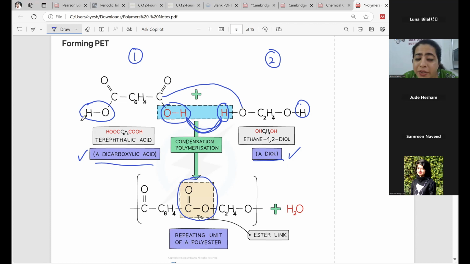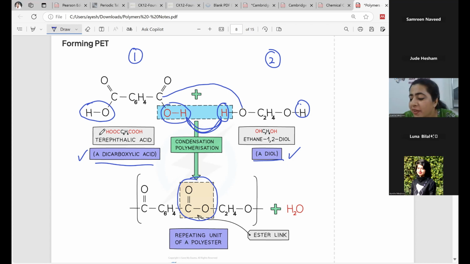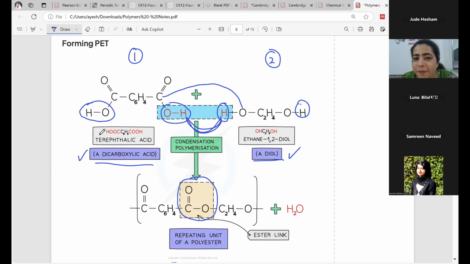Carboxylic acid? No, that is COOH. It is similar, COO on both sides with something. Alcohol? Not alcohol. Yes, Jude? Last one, ester. Non-ester. Ester. Yes, Miss, Samreen? My answer was also ester.